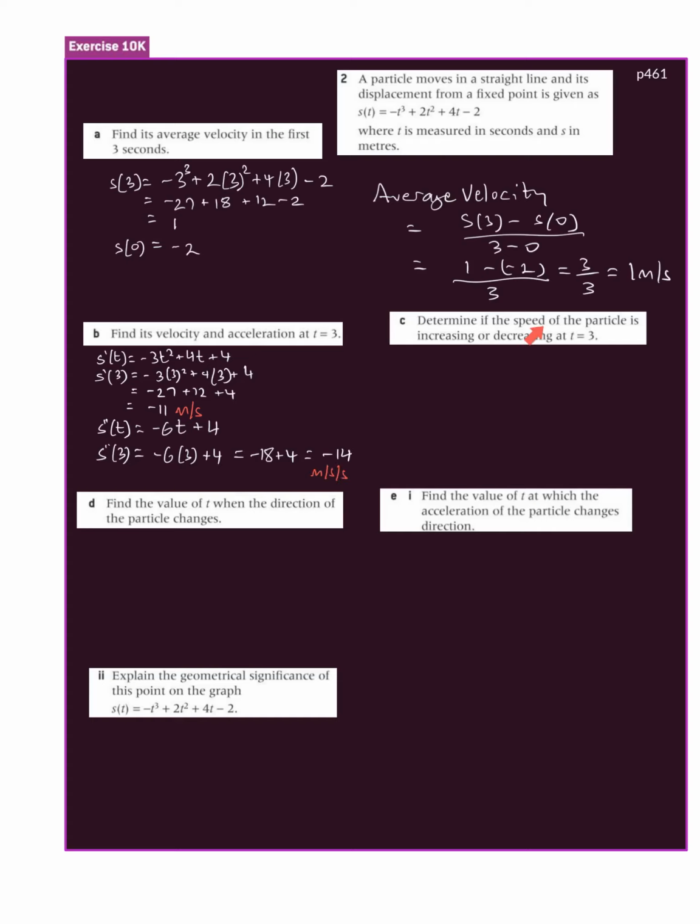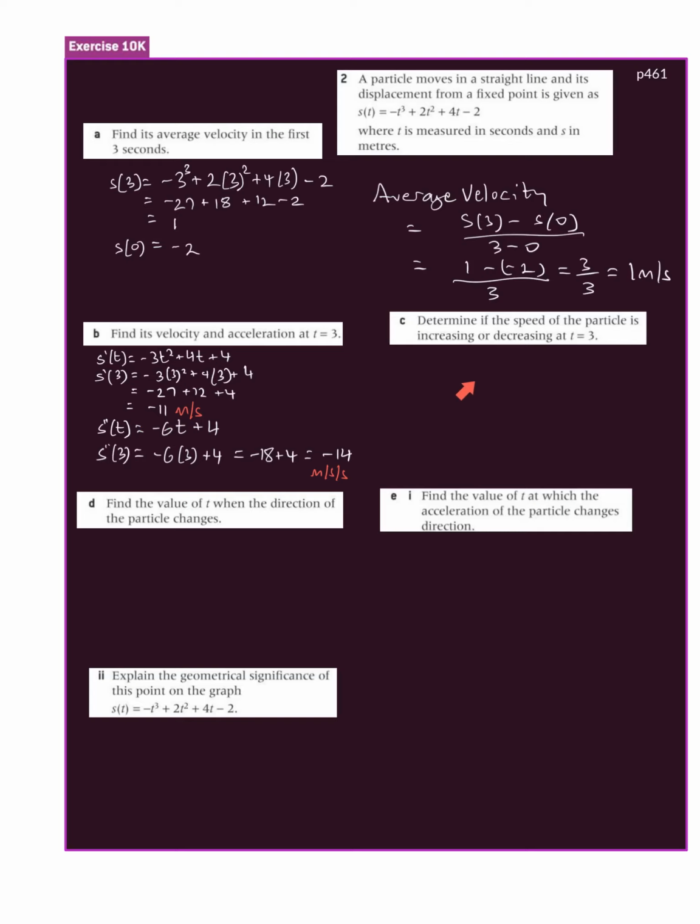Now, C, determine if the speed of the particle is increasing or decreasing at t equals 3. Well, this shows it's a negative number, so the velocity is decreasing. But why don't we put it in the calculator? If you put it in your GDC and you plot this function here, our original function, that's the distance time function, you'll see that the slope is negative. Remember, the slope reflects the velocity. So it's not surprising that the derivative, which is the slope or the gradient, is also negative.